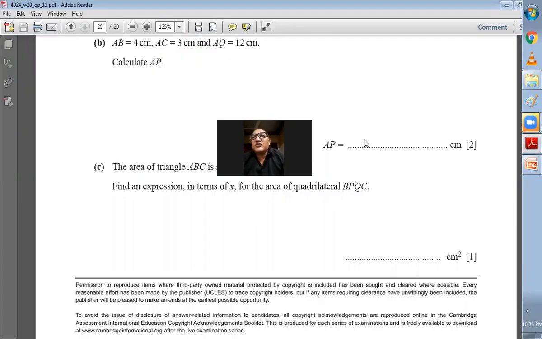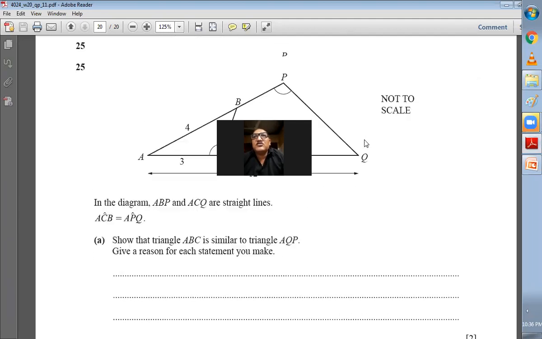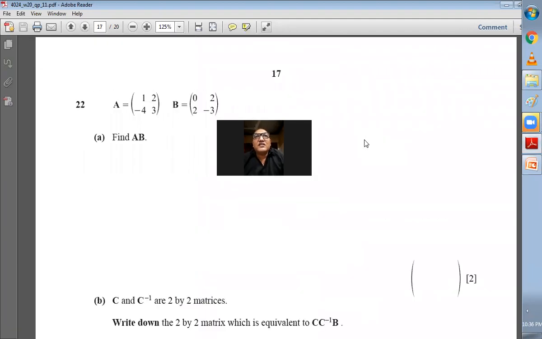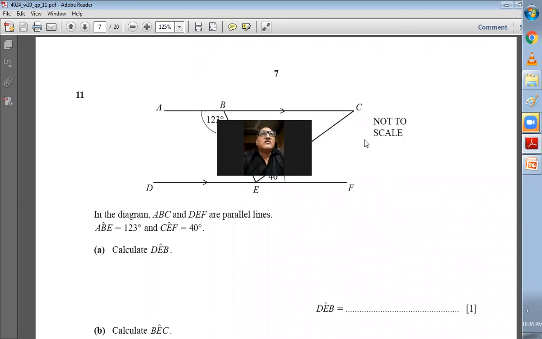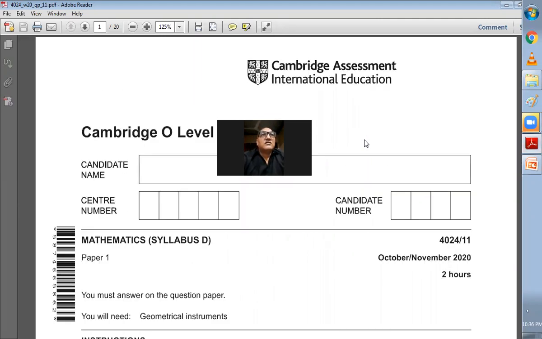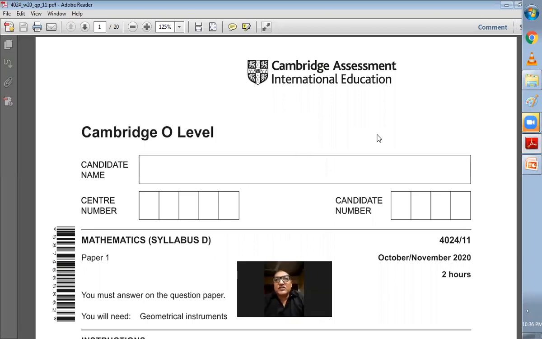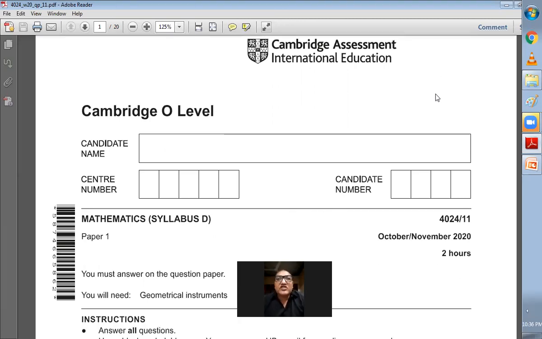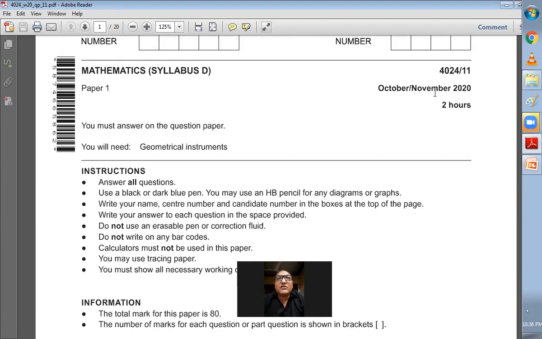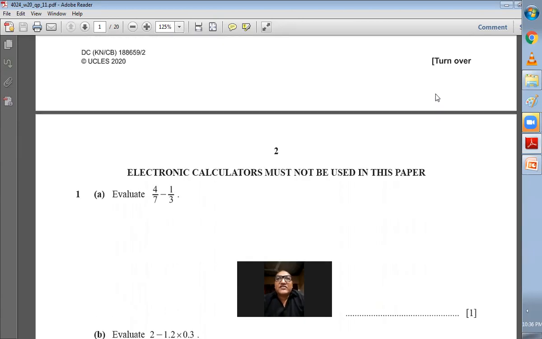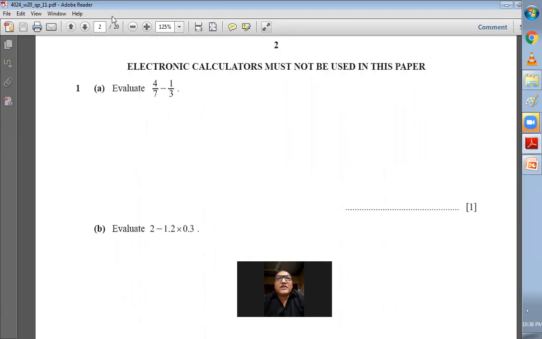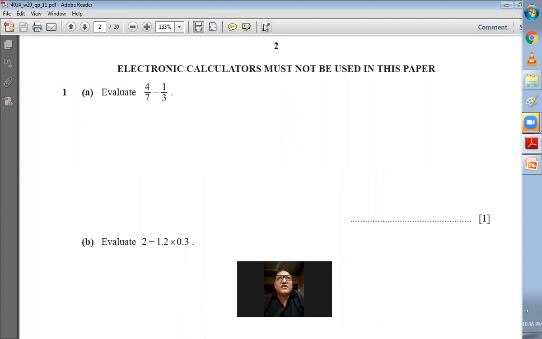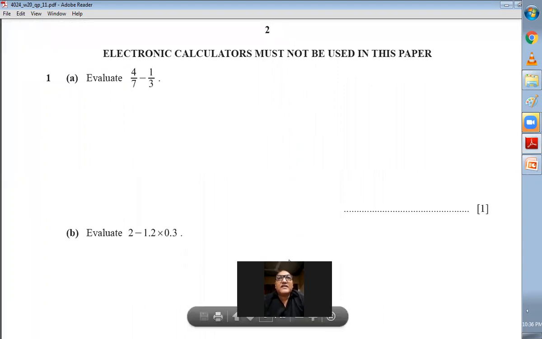Let me show you the first question which is coming on your screen. So, okay, this is the question, October November 2020 1-1 paper. The time allowed is 2 hours. In this paper you are not allowed to use a calculator. So let's start this paper. Okay, so on your screen, hopefully you can see that.